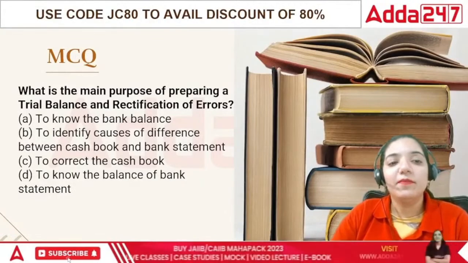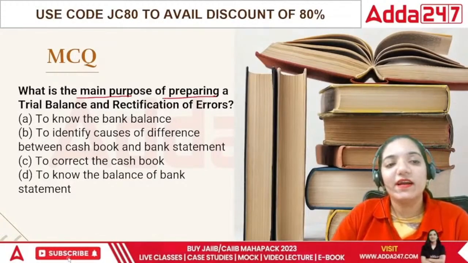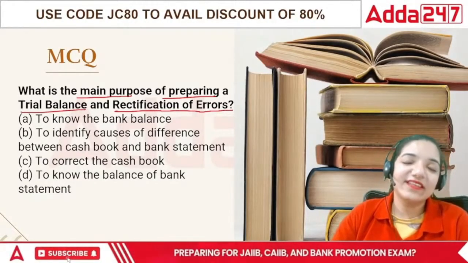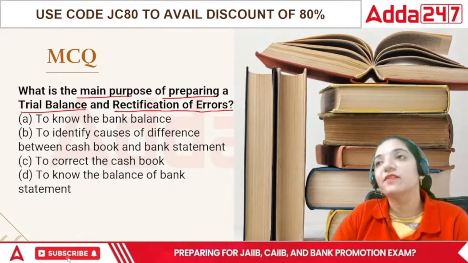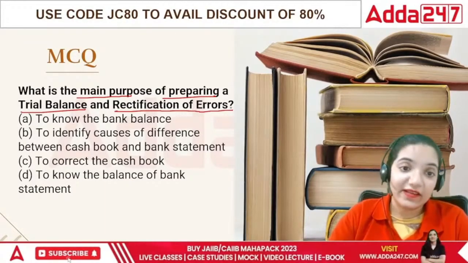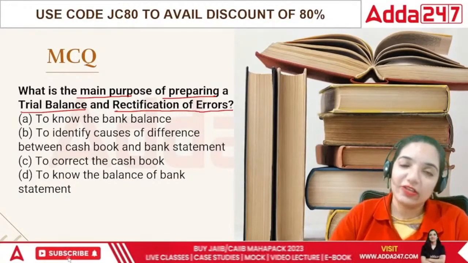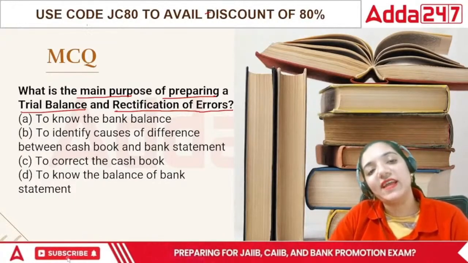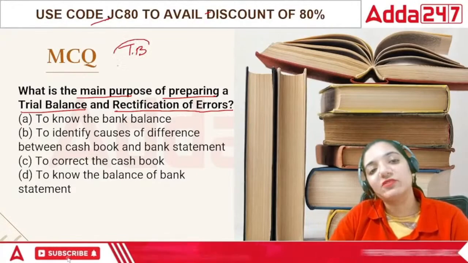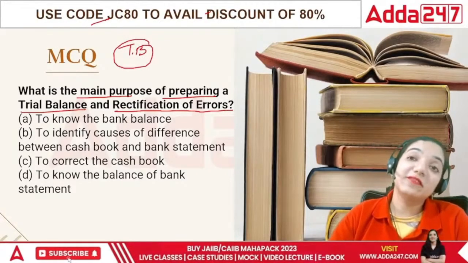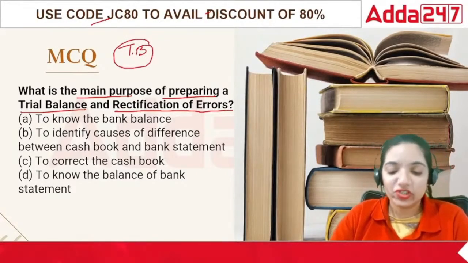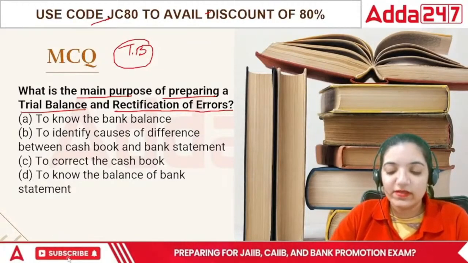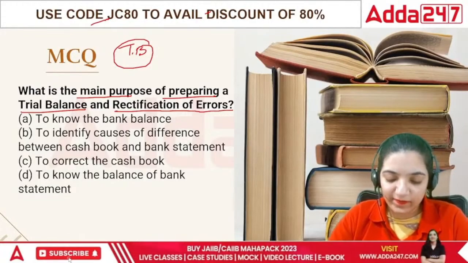What is the main purpose of preparing a trial balance and rectification of errors? We do all these things so that we can find out the arithmetical errors, nothing else. I can never say that just because I prepared the trial balance and it matched, the books of accounts are absolutely fine. After this, the auditor will sit down, find the documents, and check the authenticity of the things, right? So that would be a little difficult to find out.